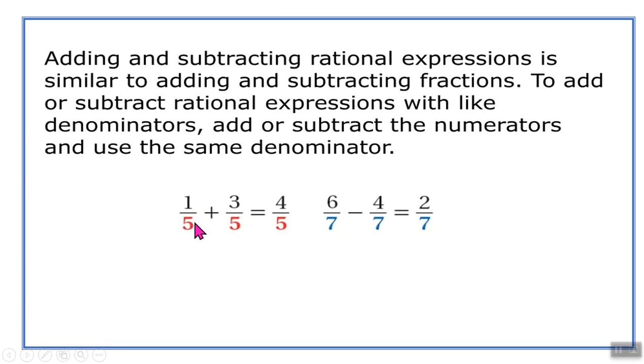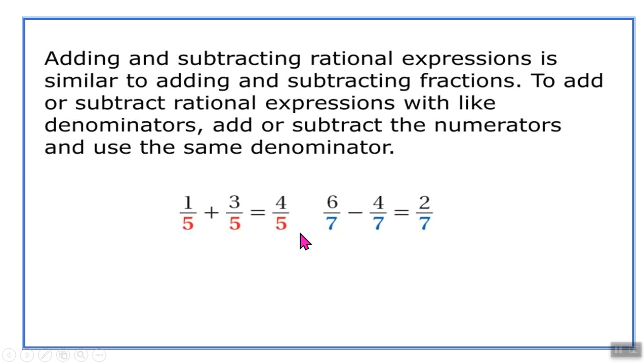What that means is, look here, if we want to add 1 over 5 plus 3 over 5, then we will put in the answer the denominator as it is. This is what we used to do. And we will add the numerators only. 1 plus 3 equals 4.